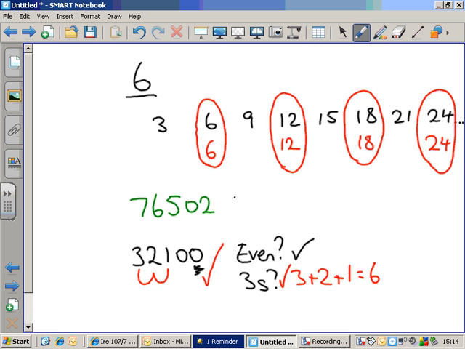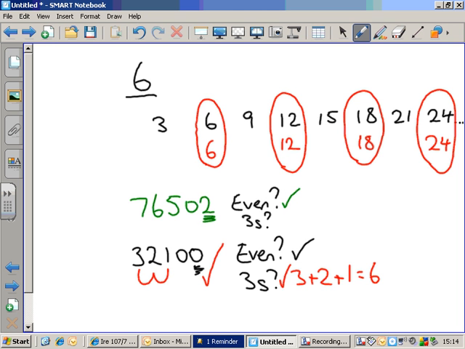76,502. Is it an even number, and is it in the 3 times table, we have to say. First of all, is it in the 3 times table? So, big one, is it an even number? Well, it ends with 2, and numbers that end with 2 are even, so yes it is.